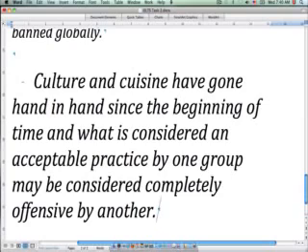Culture and cuisine have gone hand in hand since the beginning of time, and what is considered an acceptable practice by one group may be considered completely offensive by another. So by offensive, we mean that people would perhaps even get a little bit angry over perhaps seeing another group consume a certain food like dog, which I think is probably one of the main examples of that.